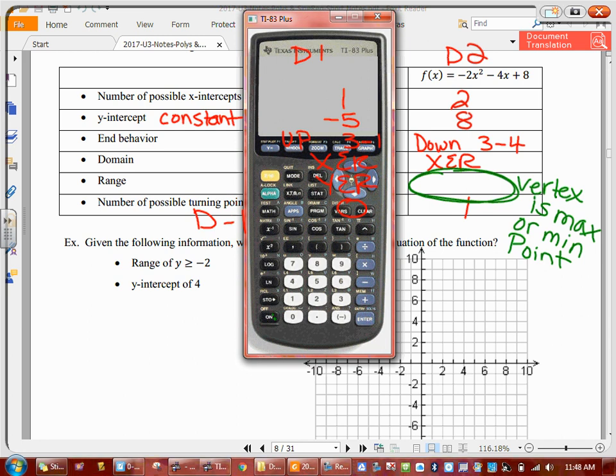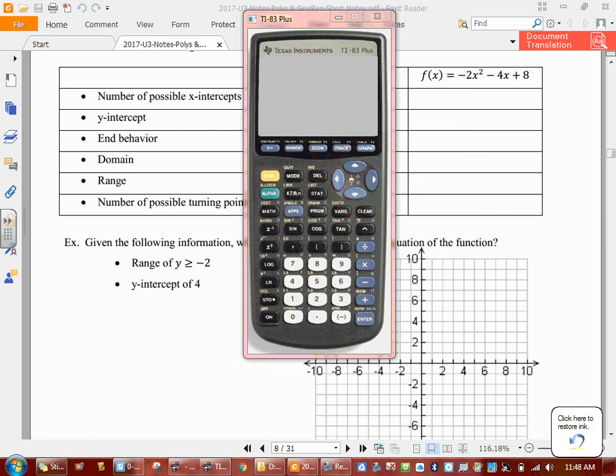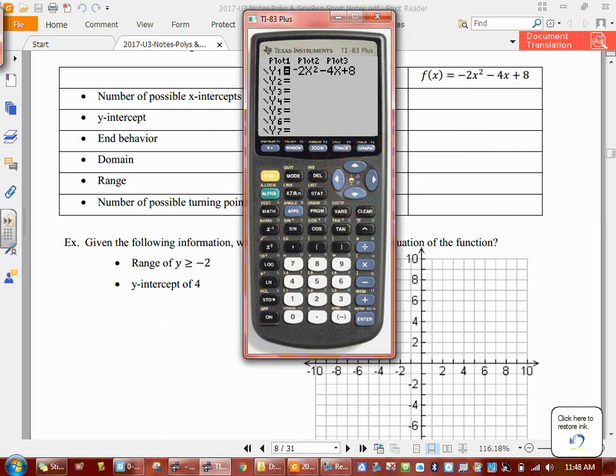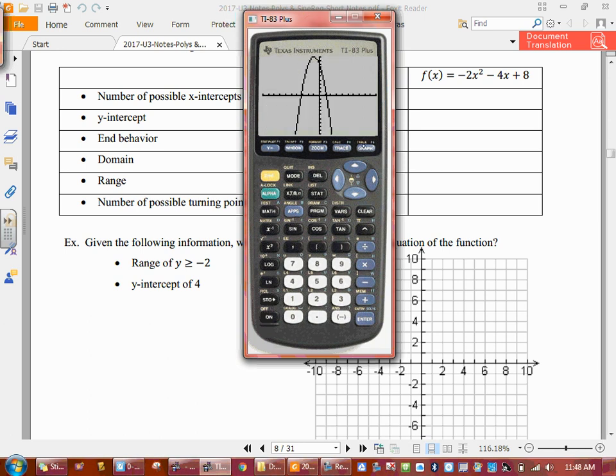Now, by the way the graph is shaped, if it looks like a hill or a mountain, it's going to be a maximum point, a maximum height. If it looks like a U, then it's going to be a minimum point. We've got a maximum point. So in order to find that maximum point, that's our vertex. Okay? So we need to hit second trace. Everything's in our second trace menu. We're going to find number 4, the maximum. So we hit number 4.